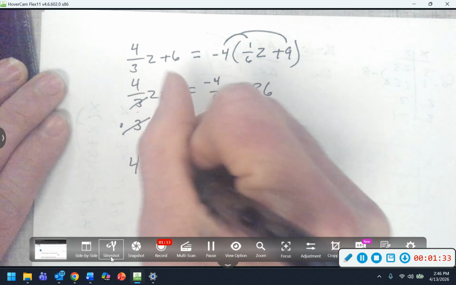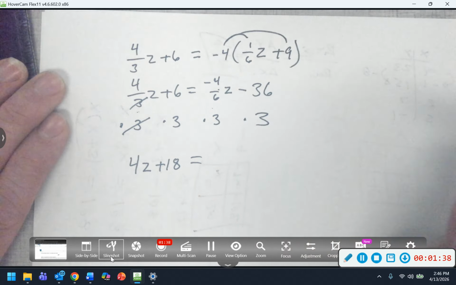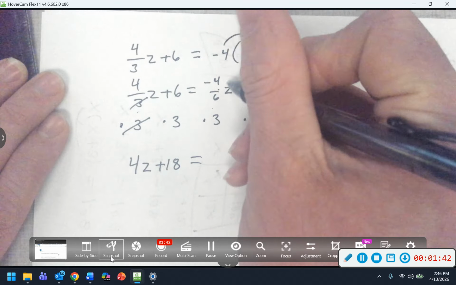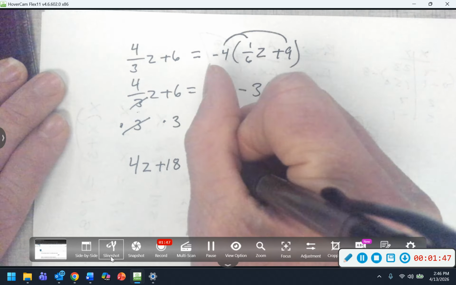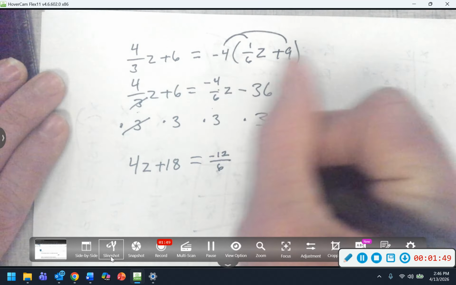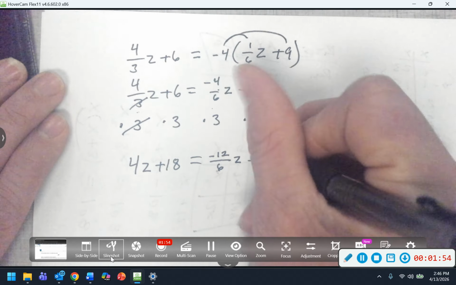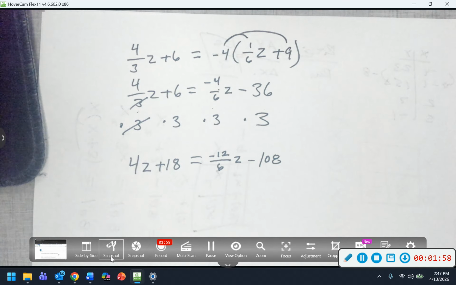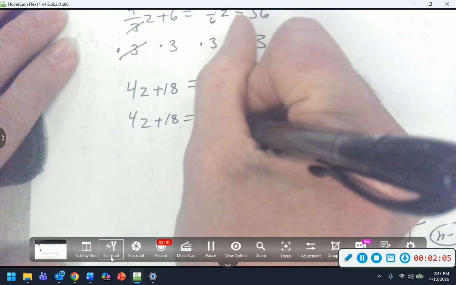6 times 3 is 18. That's straightforward. Over here, my denominator is not going to straight up cancel with this multiplication. So multiplication happens in the numerator, so I'm going to multiply in the numerator. -4 times 3 is -12. I'm going to leave that denominator alone. Then 36 times 3, -108. So now that I have these mostly simplified, I guess I will simplify the fraction now. I guess I wasn't able to avoid that.